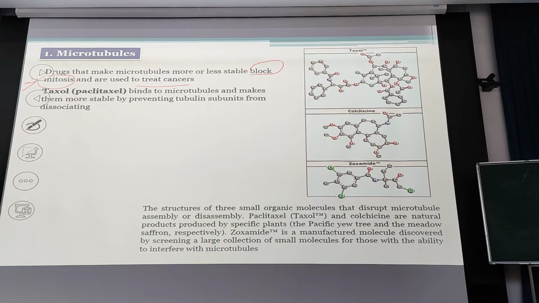One very famous drug we use in the laboratory as a positive control for cells is paclitaxel. Paclitaxel is a natural product produced by a specific plant, and it binds to microtubules and makes them more stable. When they are too stable and rigid, the cells cannot go through mitosis. So it is used to treat ovarian and breast cancers.